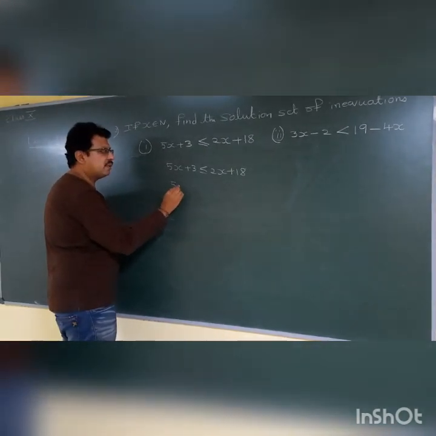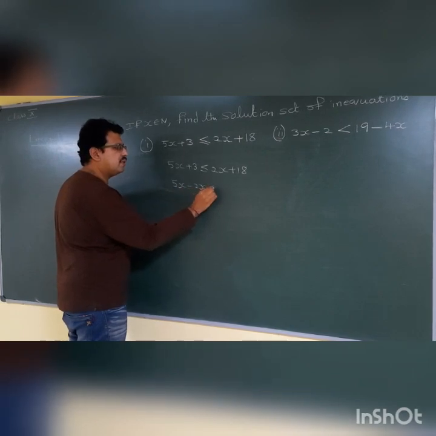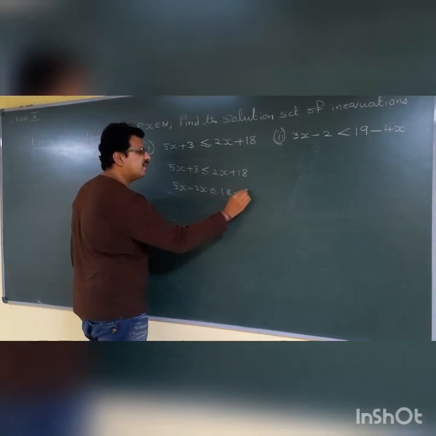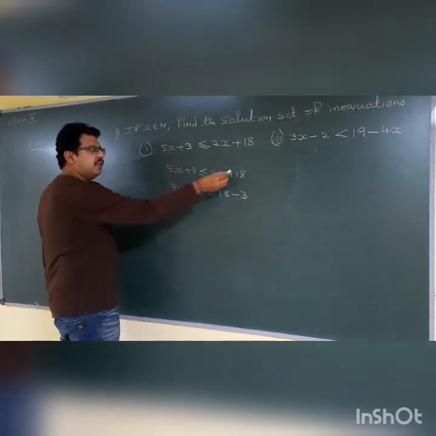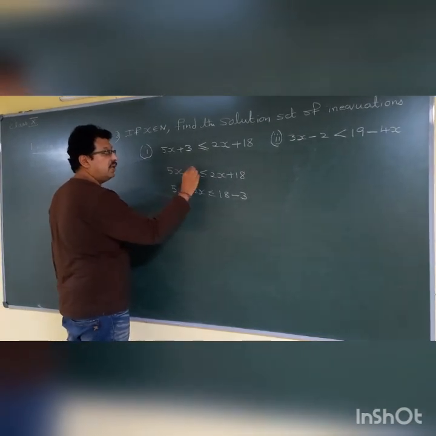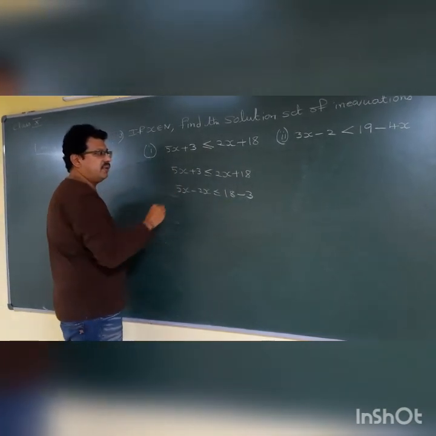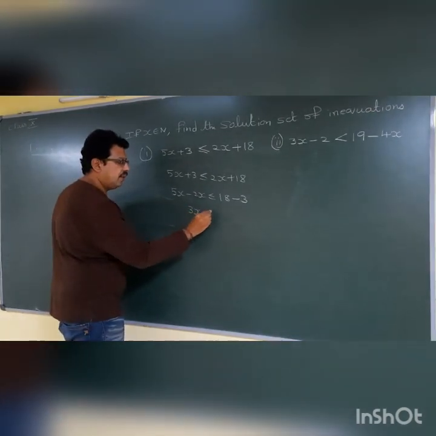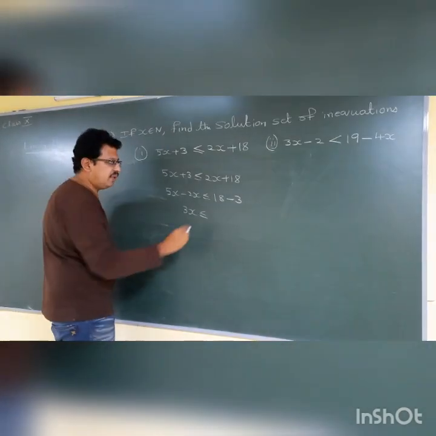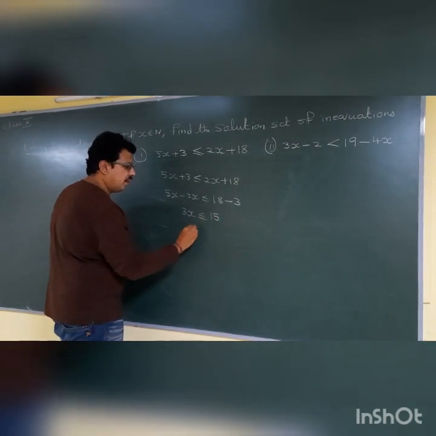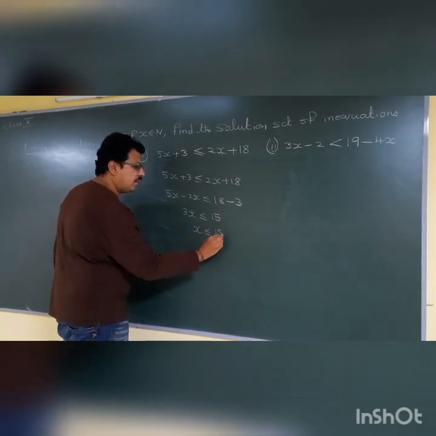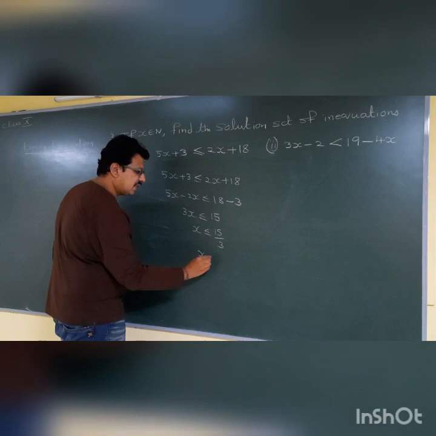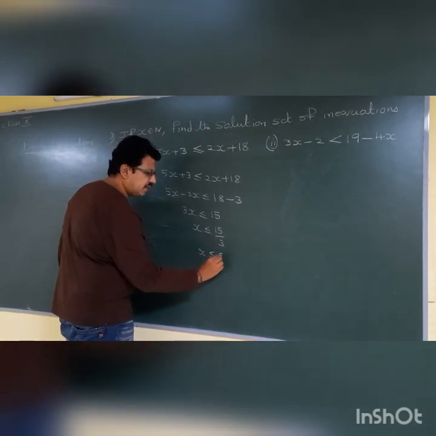That is 5x minus 2x less than or equal to 18 minus 3. I have brought the 3 to the right hand side and 2x to the left hand side. So 5x minus 2x is 3x less than or equal to 18 minus 3, which is 15. So x is less than or equal to 15 by 3. That is, x is less than or equal to 5, since 3 fives are 15.